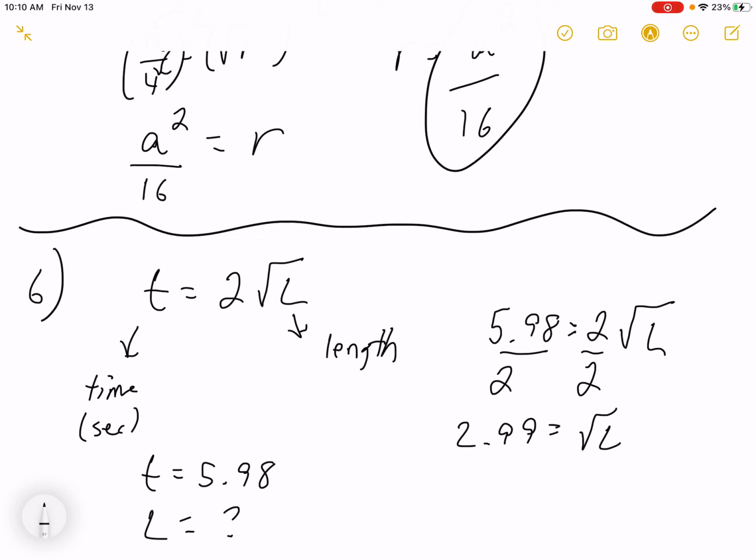And now we will square both sides. So that's just going to be L, and 2.99 squared is 8.9401, and the directions say nearest tenth, so it would be 8.9.